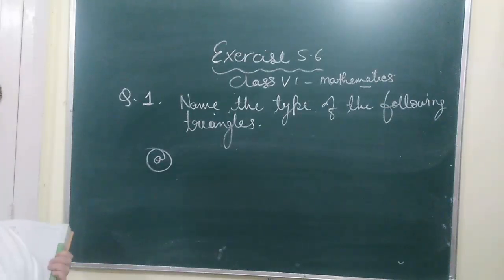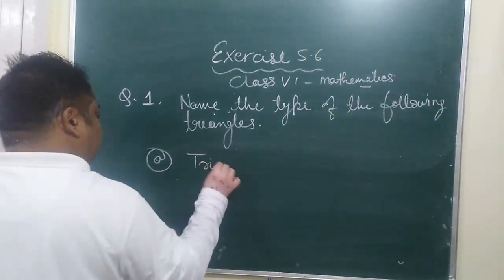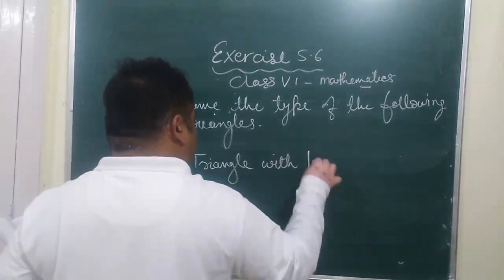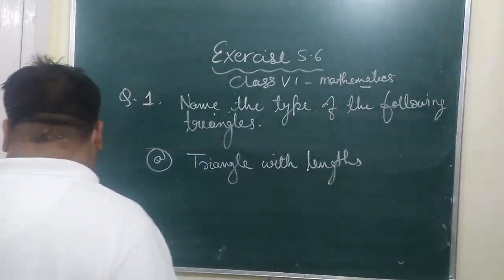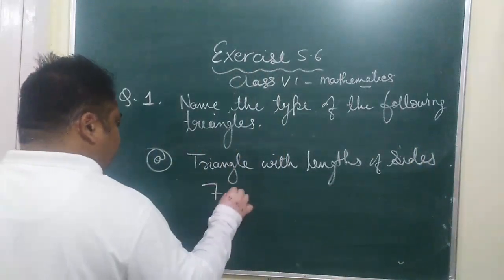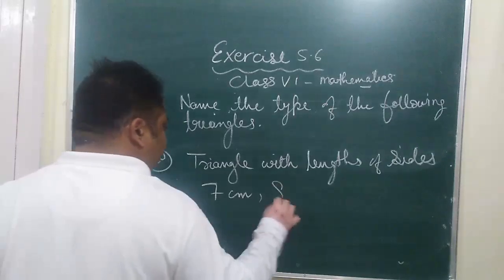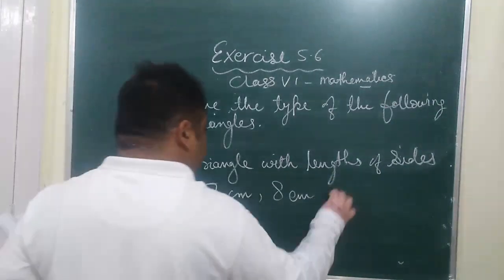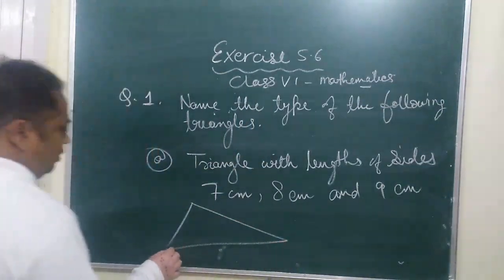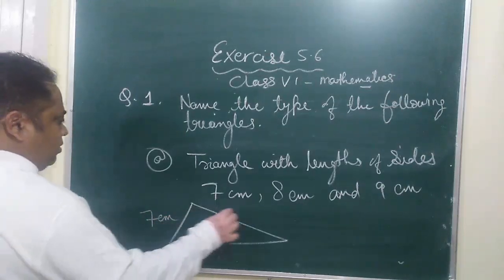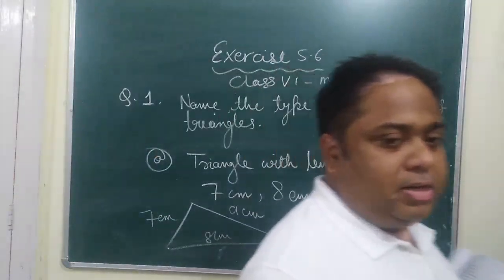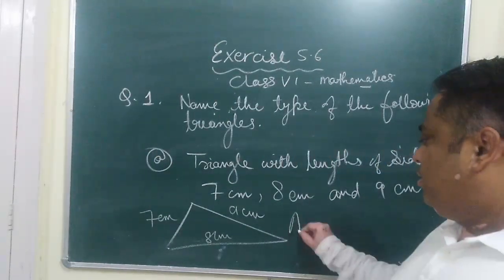A. Triangle with lengths of sides 7 centimeter, 8 centimeter and 9 centimeter. So this type of triangle in which all the three sides are different, this type of triangle is called as scalene triangle. So your answer will be scalene triangle.